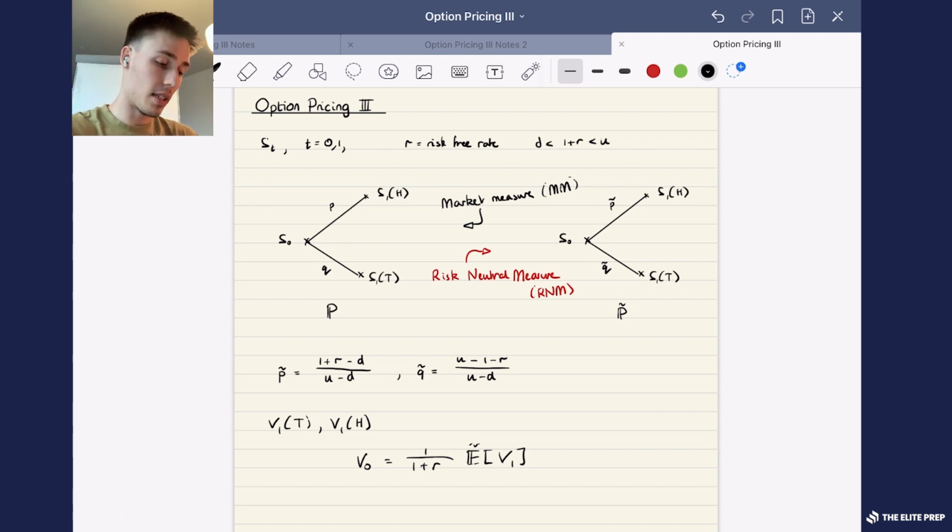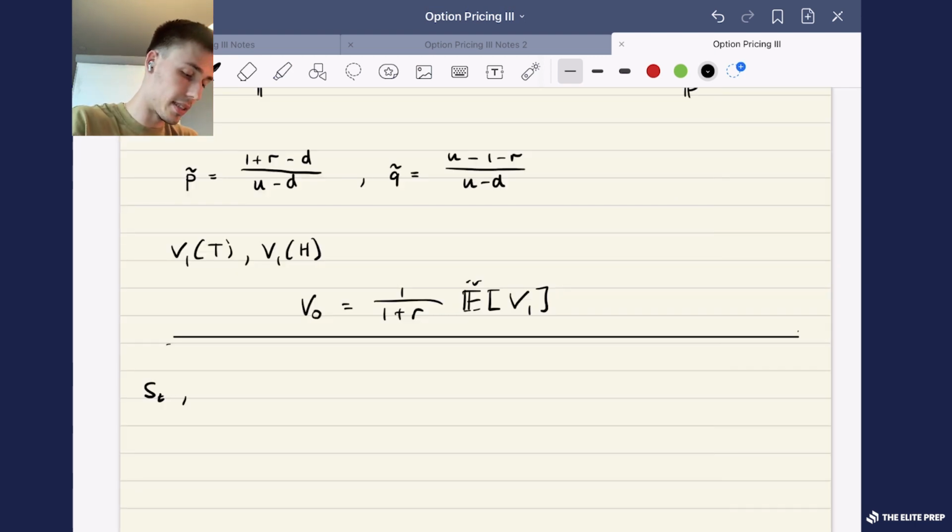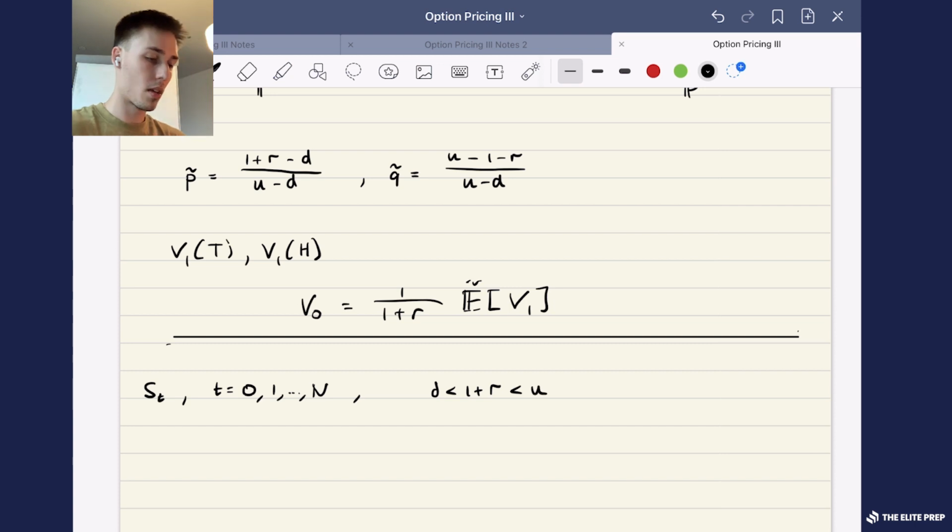So in this lesson, we're going to consider S_t, where t is equal to 0, 1, all the way through to n. We are still going to have a down movement, a risk-free rate, and an up movement. And S_t we're going to refer to as one of the primary assets. The primary assets are just the stock and the money market account.